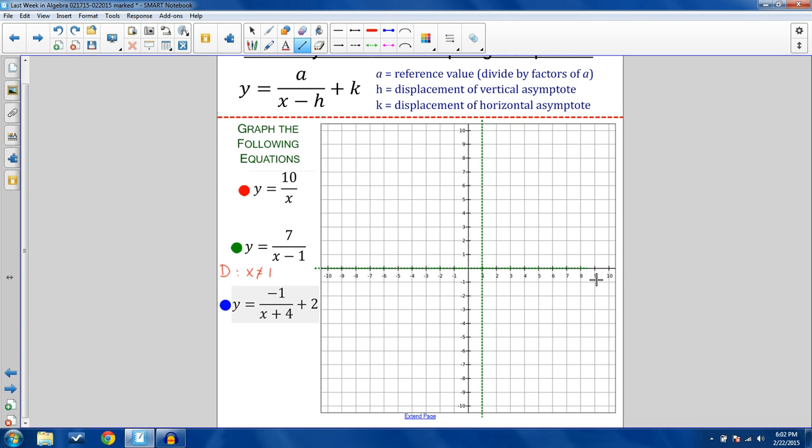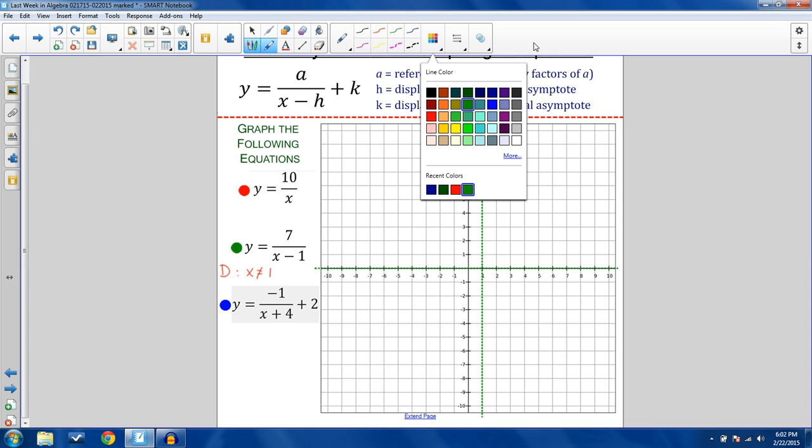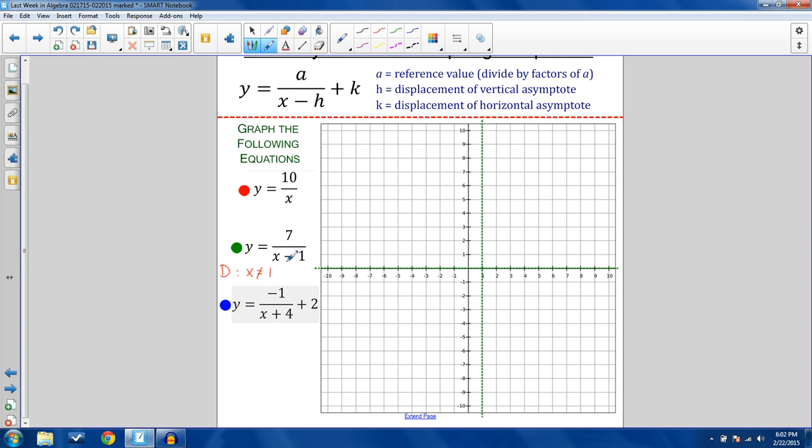We're going to see in the blue one when it actually shifts. We're going to do everything in relation to that asymptote, to that cross section there. So factors of 7 are 1 and 7.